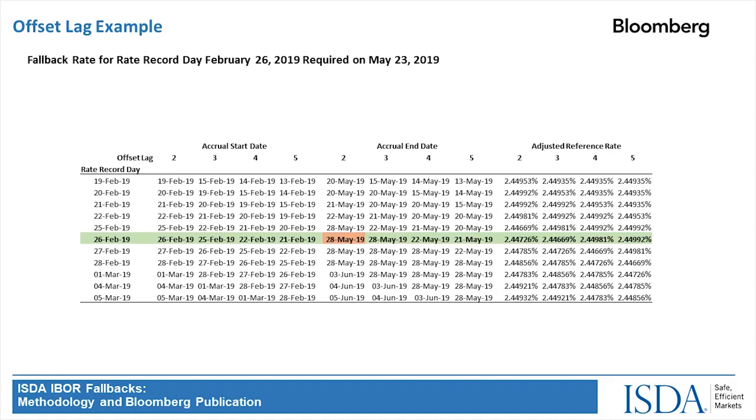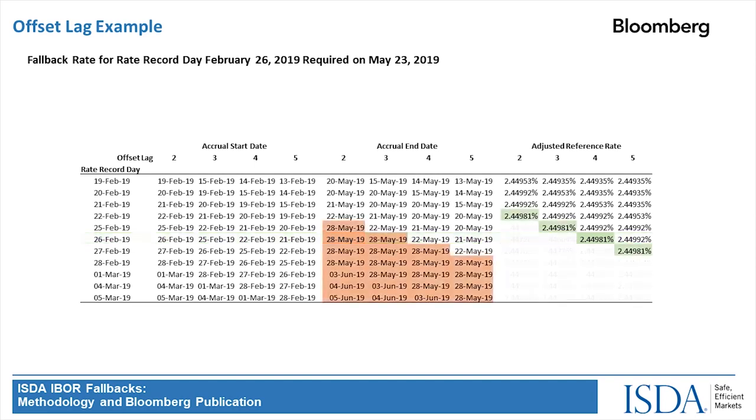You will see that the rate we need for the 26th of February will not be available using an offset lag of 2 until the 28th of May, which is after the day we need to observe it on, the 23rd of May. We would not have the rate in time unless the offset lag was 4 reference rate business days in this case. If I remove all values not calculated on or before the 23rd of May, it is clearer what the latest available rates are under each offset lag.